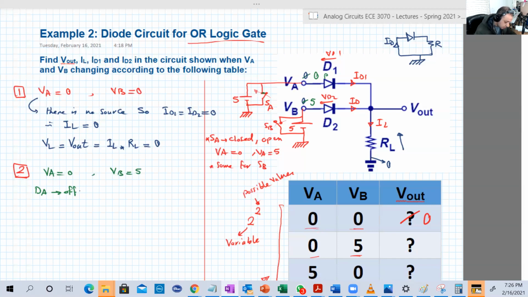But it's off. But look now at D2. Its B is connected to the highest voltage in the circuit, but N is near the ground. So it looks like D2 is forward and on.